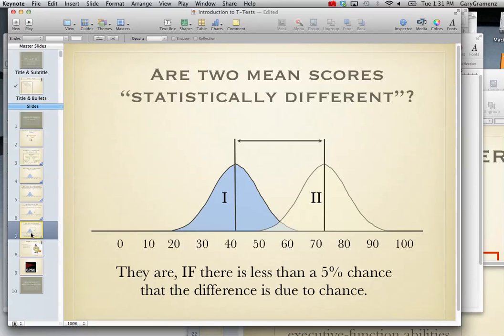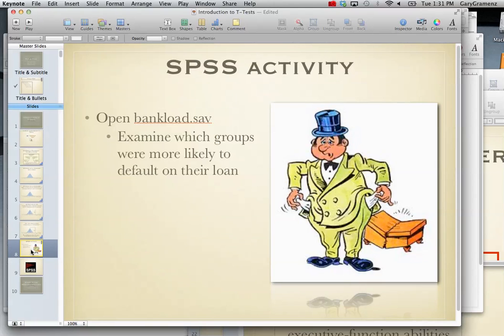So what we want to do, and you'll see the importance of this when we actually do the calculations, is know with a certain amount of certainty, we call it a 5% chance, that the differences we're seeing between the two groups are significantly different. So for this we're going to do some activities that will be found in your SPSS database, and I'll send those along with this recording.